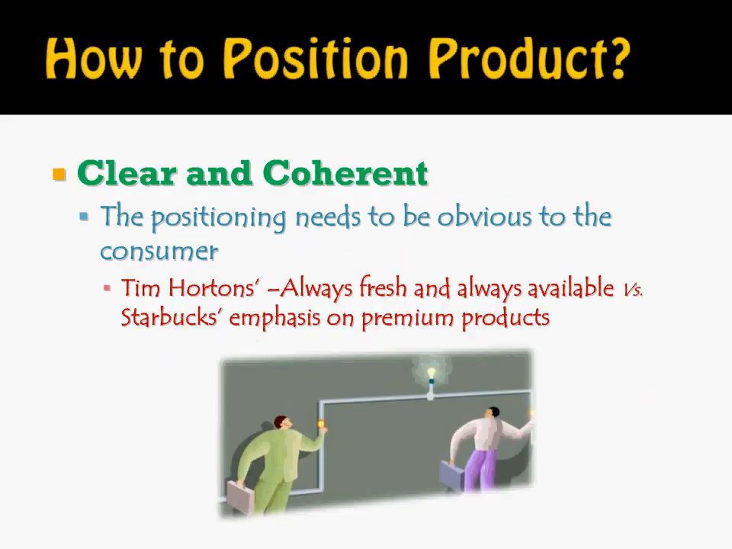The fourth aspect is the idea of making a clear and coherent position. Don't confuse your customer. Don't try and position your products along all sorts of different attributes and characteristics. Make it very simple, make it very clear. Tim Hortons is always fresh, always available. Starbucks is premium products. Very simple, very clear, and consumers will respond in kind to these very clear and coherent positioning techniques.